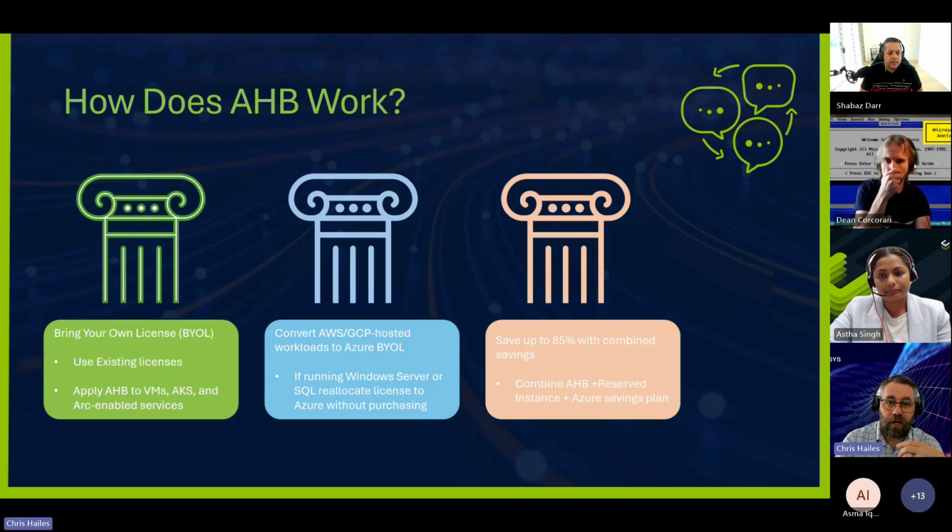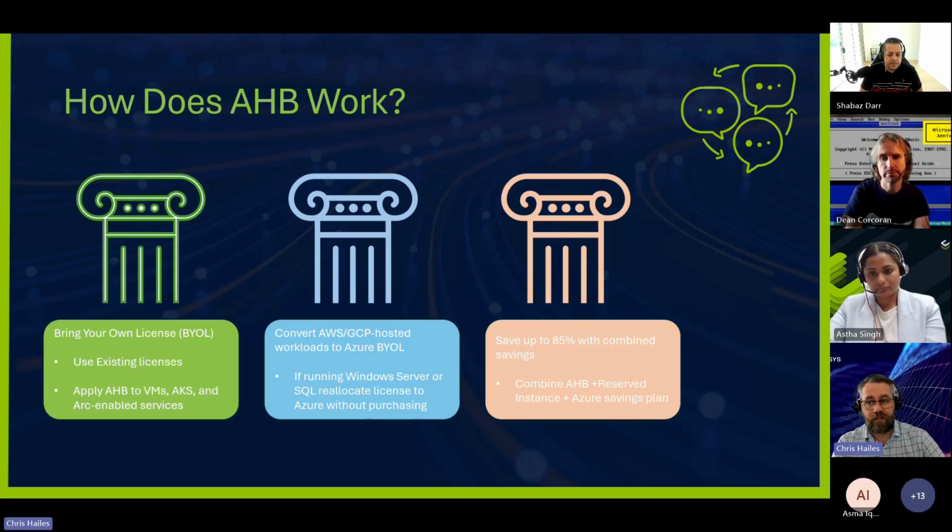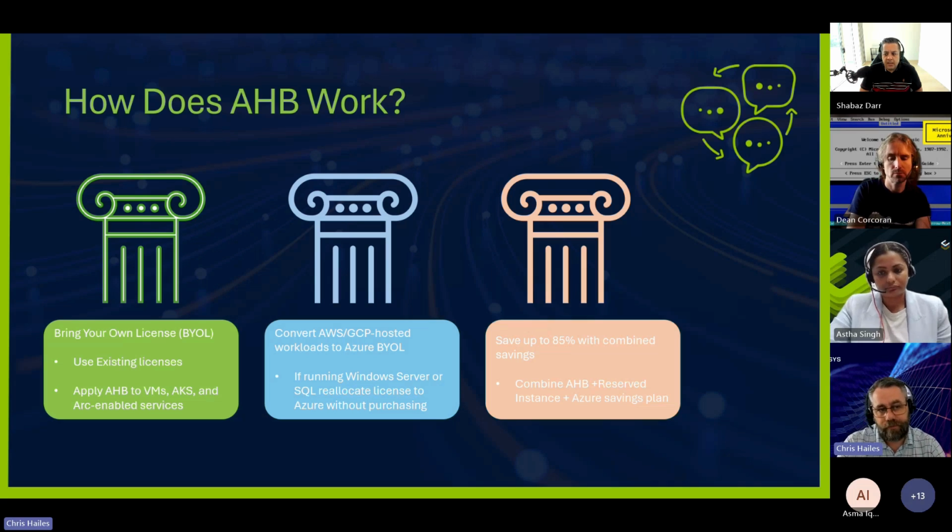Huge missed opportunity by a lot of IT teams, I find, is that they don't understand the licensing costs they're paying to cloud providers, as well as what they're already paying under their own internal software assurance. I think something else, Dean, you touched on it earlier, actually, around training.